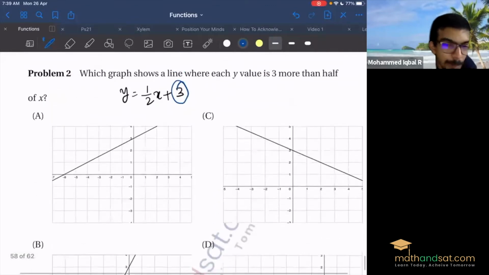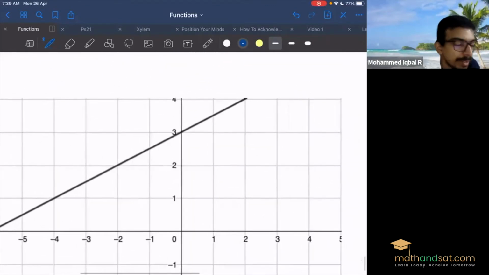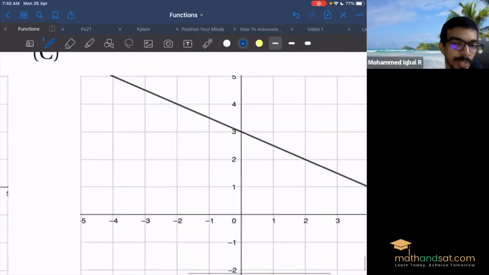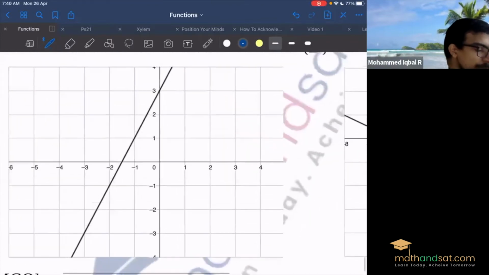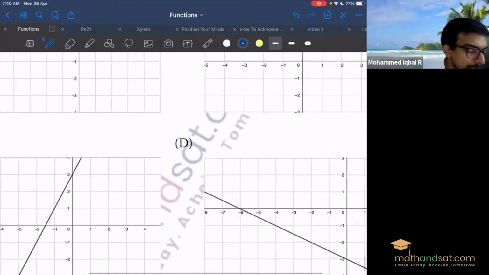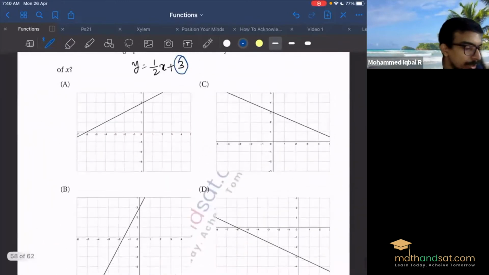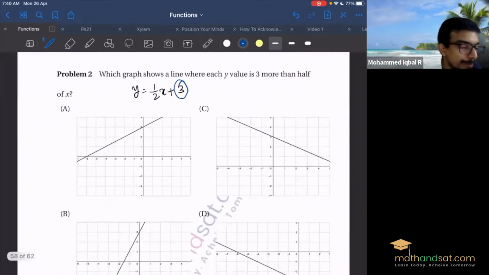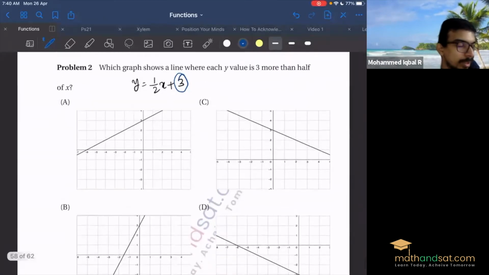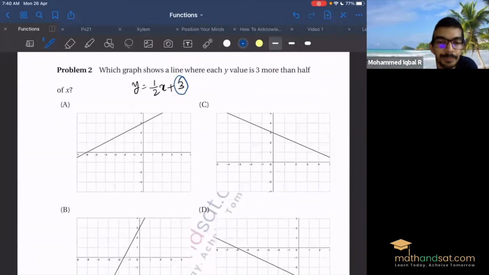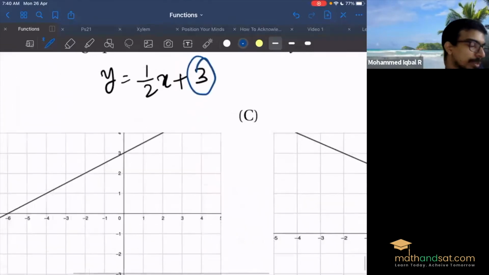Now let's look at the options. In this option, the intercept on the y-axis is 3. Here also it is 3. Here it is 3. Here the intercept on the y-axis is -3. So just by looking at the intercepts, we cannot get the answer. We have to look at the slope.